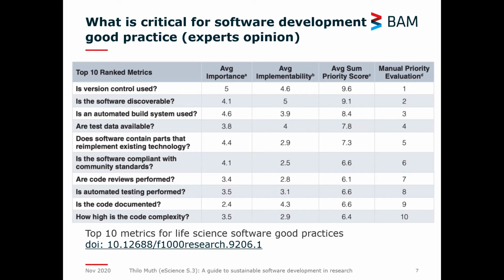There are metrics like, is version control used? Is the software discoverable? So is the software actually available as an open source tool? Is an automated build system used? Are test data available? These are the typical metrics, and they ranked them based on how important these measures are and how easy they are to implement. Based on these metrics, you can already see that there are some easy measures that you can take to make software and research more sustainable.